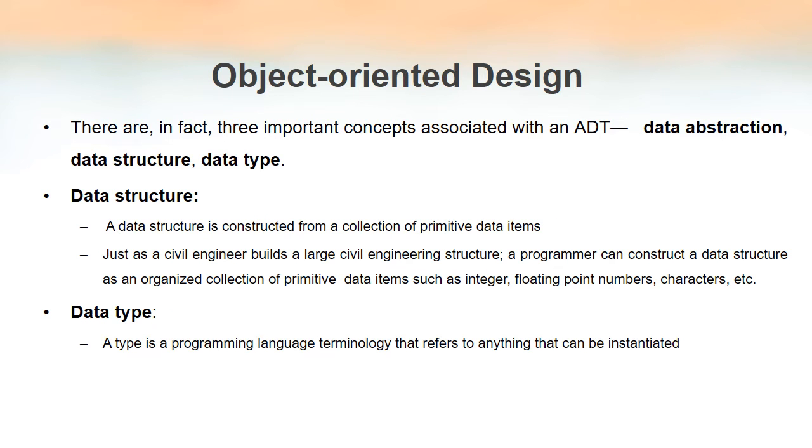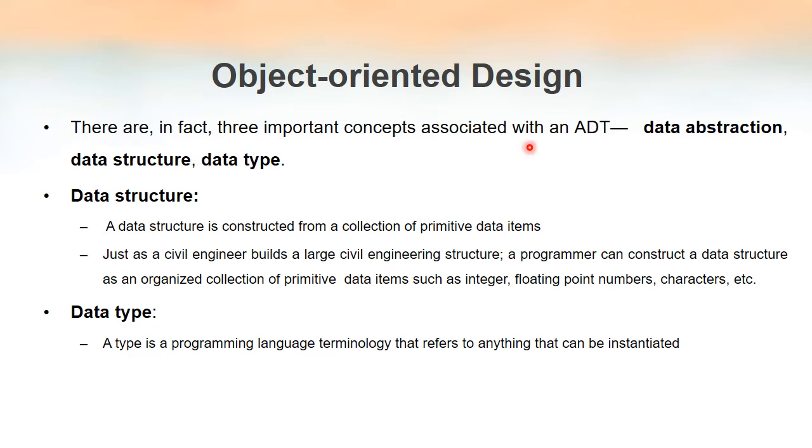When we talk about abstract data type, there are three important concepts that are associated with it. They are data abstraction that we have seen just now, then data structure and data type. You people are familiar with all these terms. These terms are nothing new. But when we talk about ADT, what are their meaning? ADT stands for abstract data type.